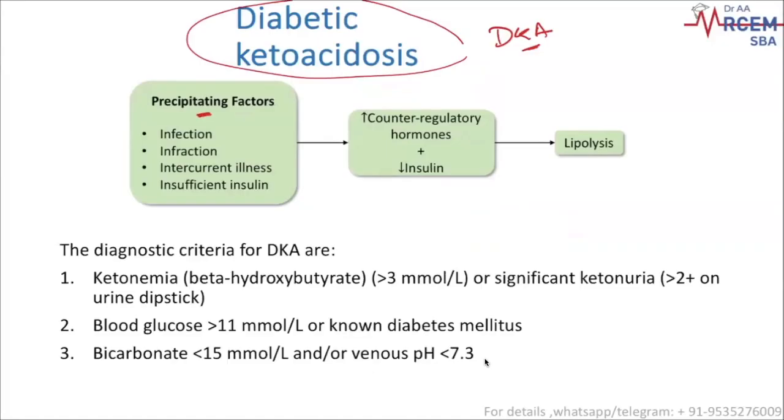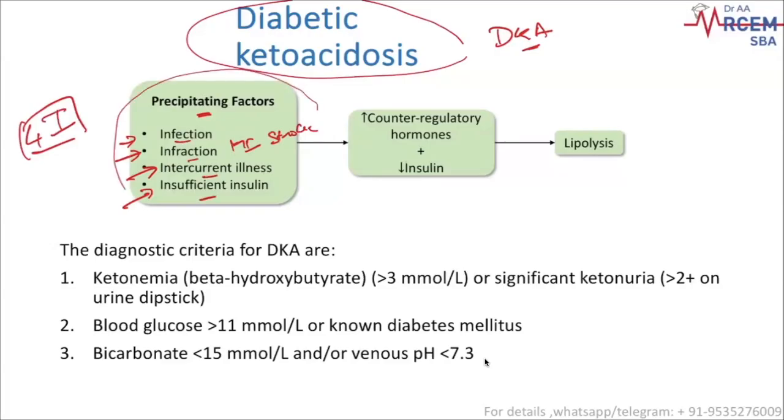What are the precipitating factors for a DKA? It can be infection, infarction like myocardial infarction, or a stroke, or a mesenteric infarction. So infarction in any part of your body, any intercurrent illnesses, especially severe illnesses like sepsis, or insufficient insulin they have taken. So you can remember with I, there are four I's: infection, infarction, intercurrent illnesses, and insufficient insulin.